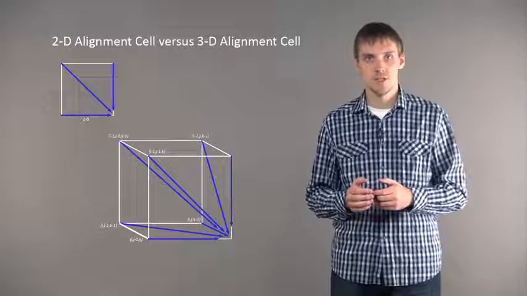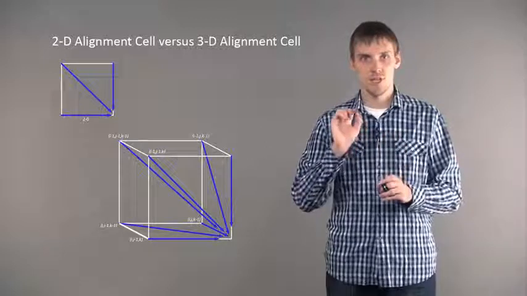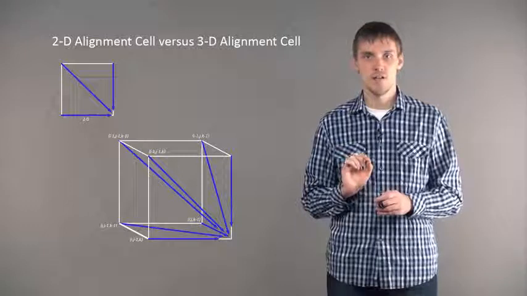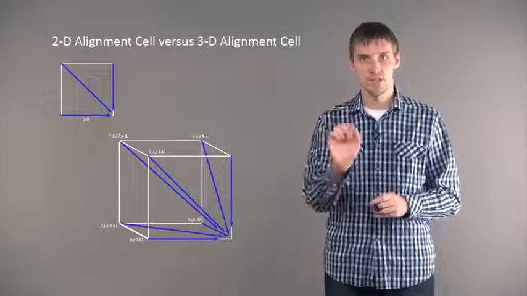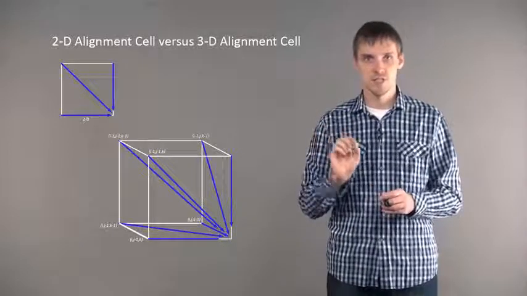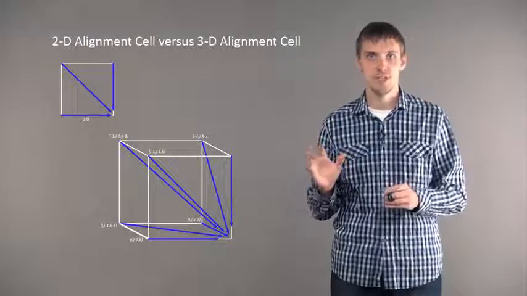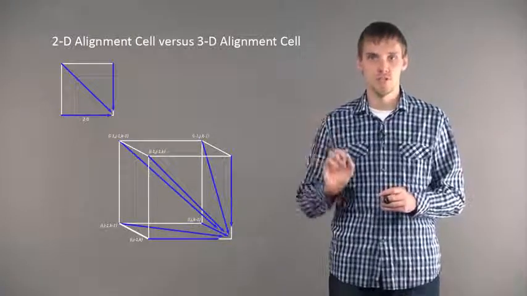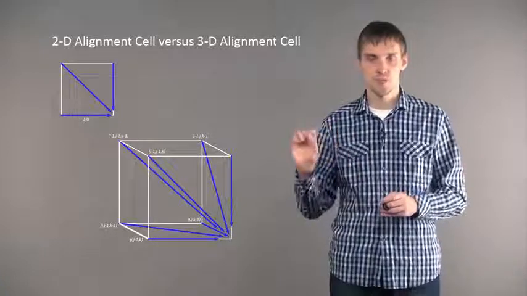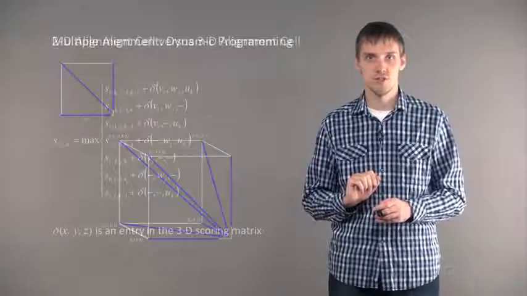In two-dimensional alignment, during each step, we took the maximum of three values which were vertically, diagonally, and horizontally opposite to this alignment cell. But in multiple-dimension space, you will have more neighbors for each cell. For example, for a three-dimensional alignment cell, you will need to take a maximum of 7 values.